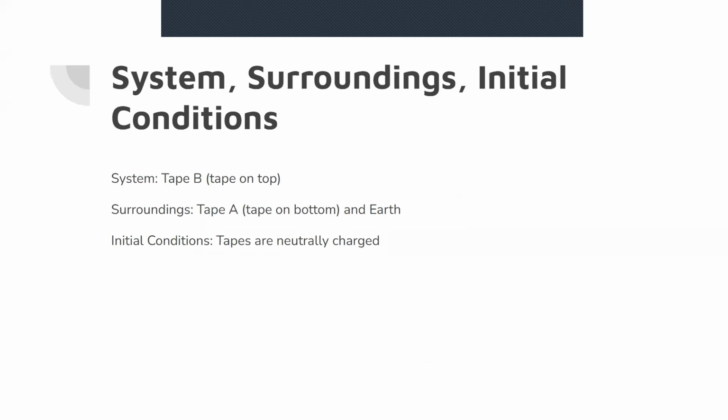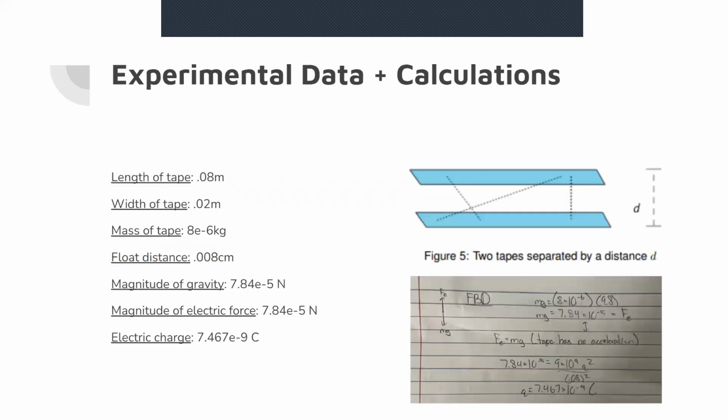The system of this experiment is tape B, the tape on the top. The surroundings are tape A, the tape on the bottom, and Earth. And the initial conditions are that the tapes are neutrally charged. With the data gathered from the experiment, we can calculate the charge of a tape.